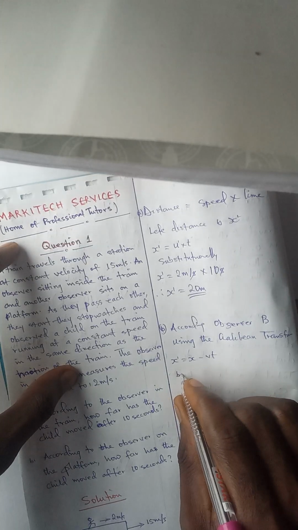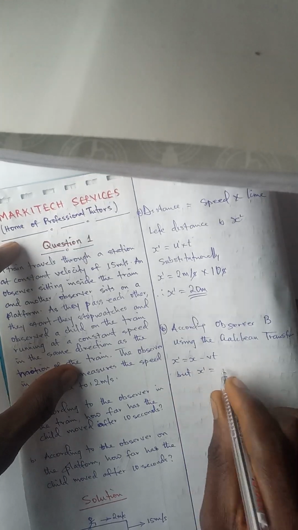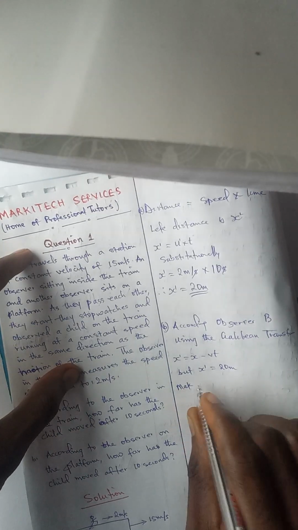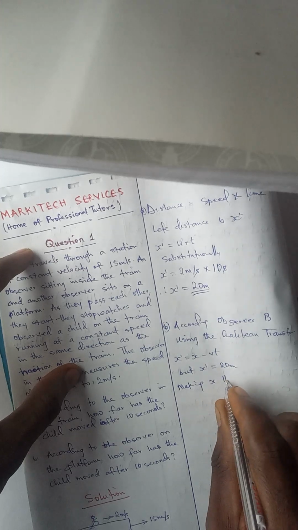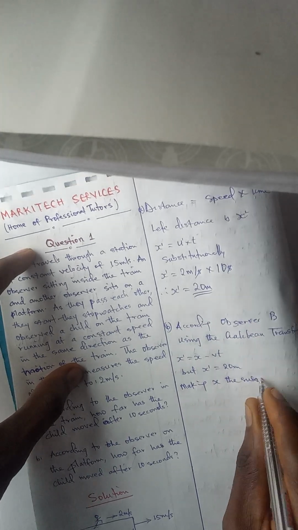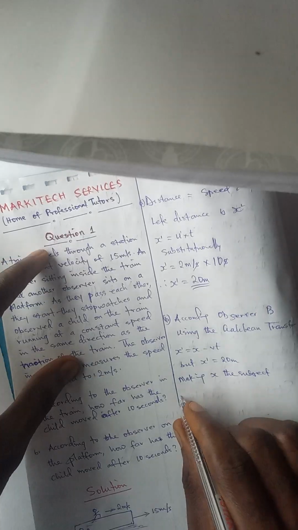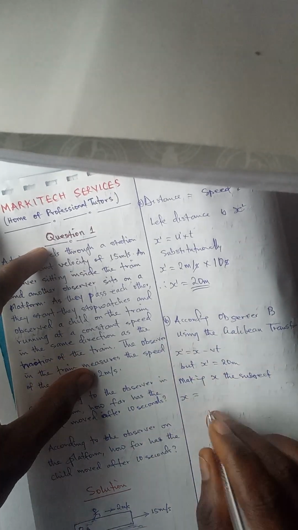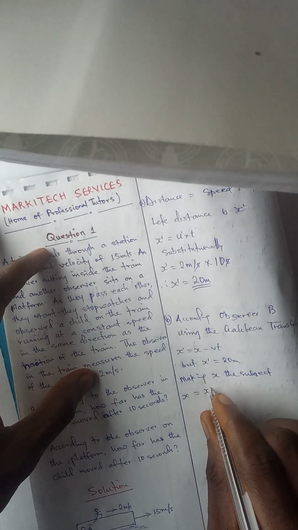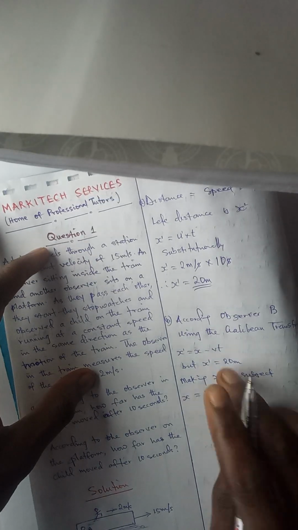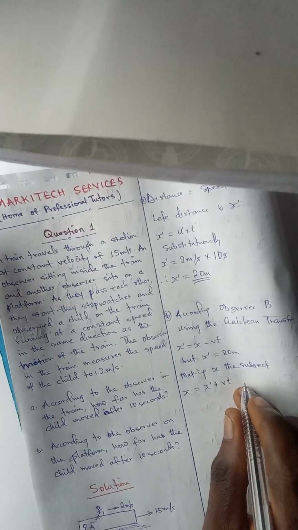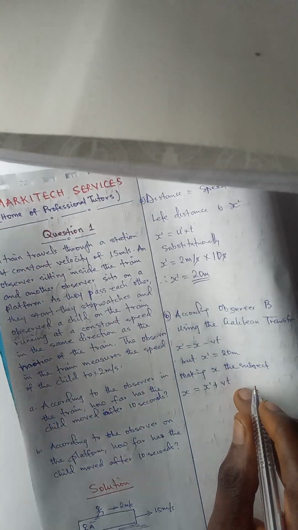But x prime is equal to 20 meters. Therefore, making x the subject, we have that x equals x prime, transposing to the other side, plus vt. Yes, vt. So this is what we have. It's the same thing as x prime plus vt.